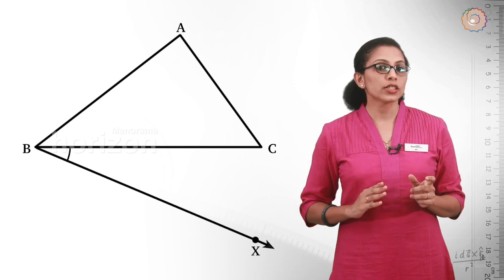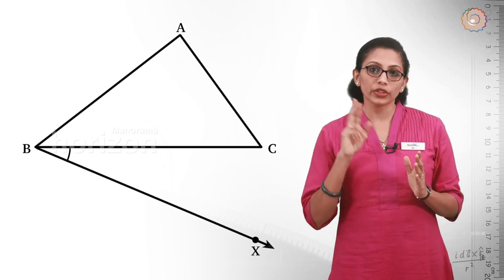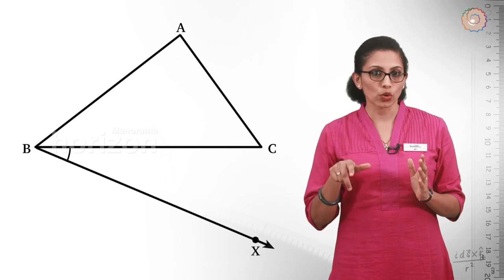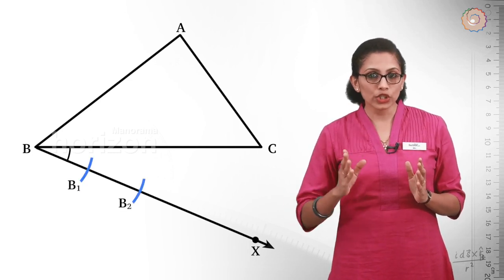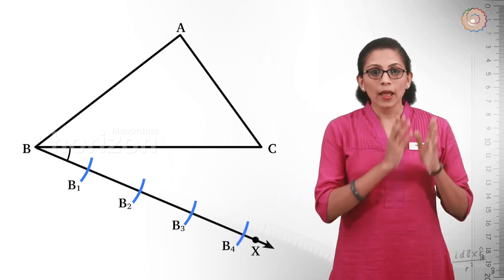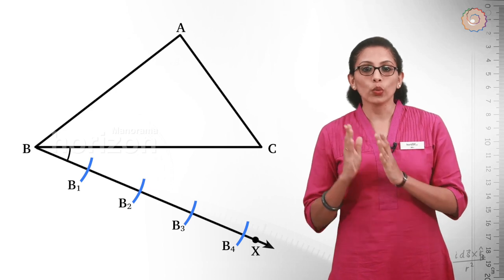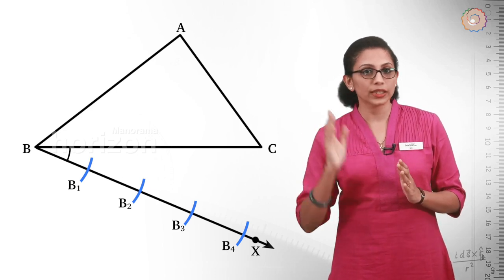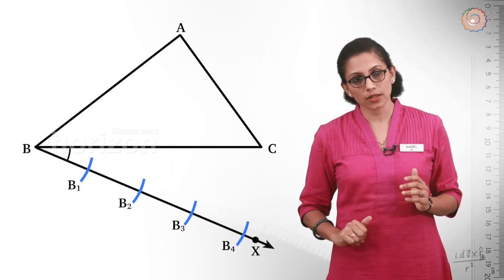Now, second step, mark 4. How did we get that 4? It is the greater of 3 and 4 in the 3 by 4 ratio. So, mark 4 points B1, B2, B3, B4 on BX such that BB1 is equal to B1B2, B2B3 is equal to B3B4, by drawing equal arcs.